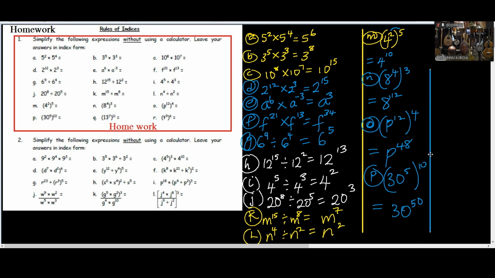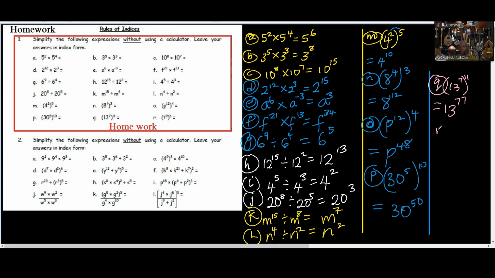So the next one, we have option, that's O, P, then Q. Option Q, we have 13 raised to power 7, also raised to power 11. So 13 raised to power 7 raised to power 11. So we have 13, then 7 times 11 gives me 77.